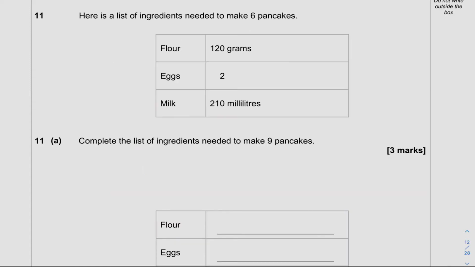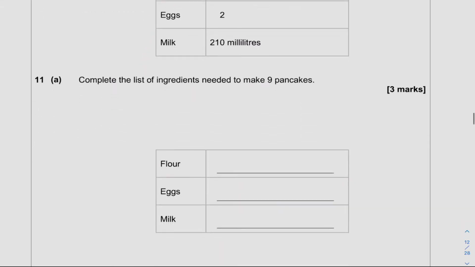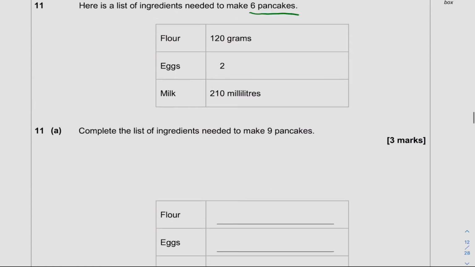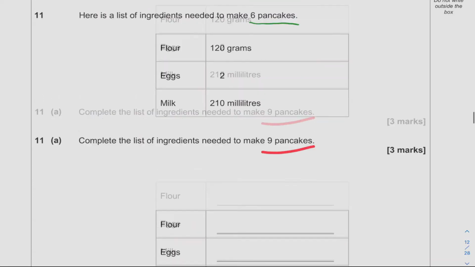Okay, so for question 11, we are given a list of ingredients needed to make 6 pancakes. That's the key piece of information, 6 pancakes, and they're shown in this table here. For 11a, we need to complete the list of ingredients needed to make 9 pancakes. So the first thing to do is to work out how much of each ingredient we need for 1 pancake, and then we can scale that up to 9, okay?